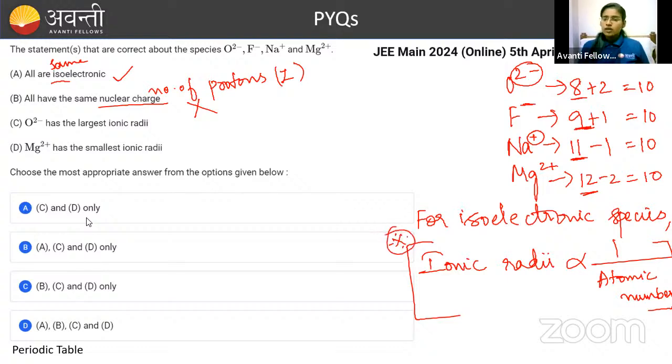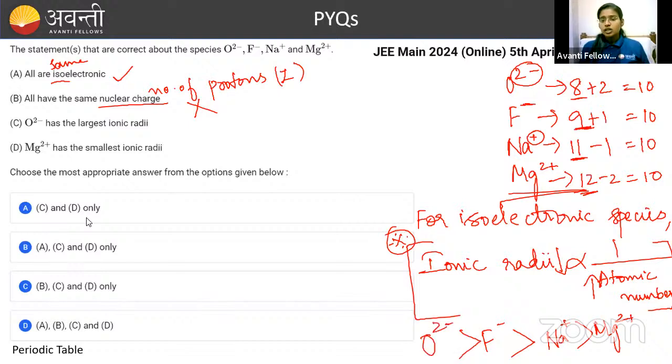So the one having the highest atomic number will have the least ionic radii. Who has the highest atomic number here? Magnesium, its atomic number is 12. So it will have the least radius value. Then who is next? Sodium. Next is fluorine, F minus, and the one with the highest ionic radii is O2 minus. So in statement C, it is said that O2 minus has the largest ionic radii, and that statement is also correct.